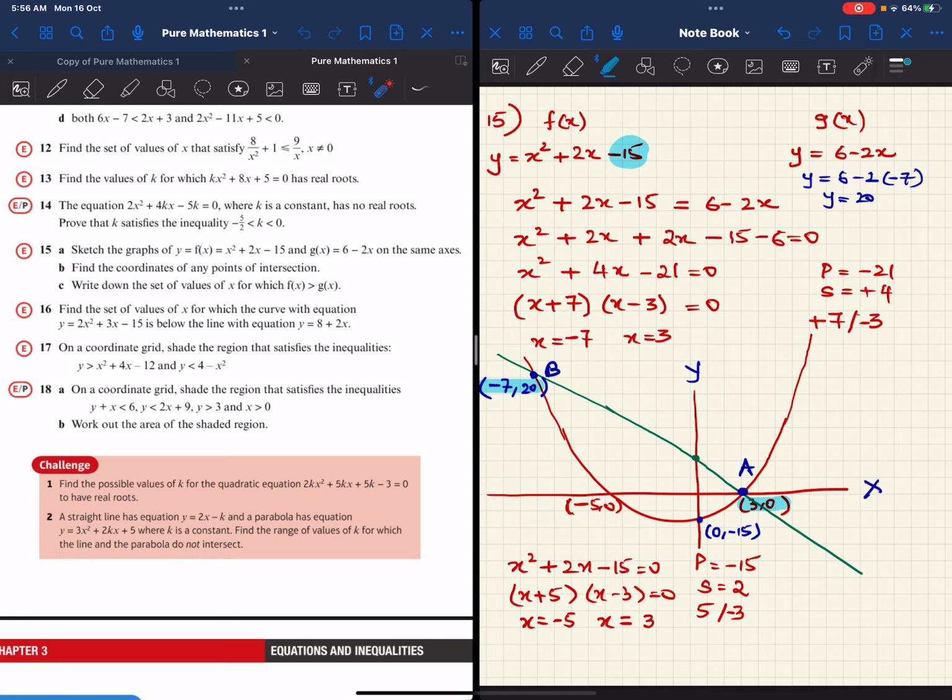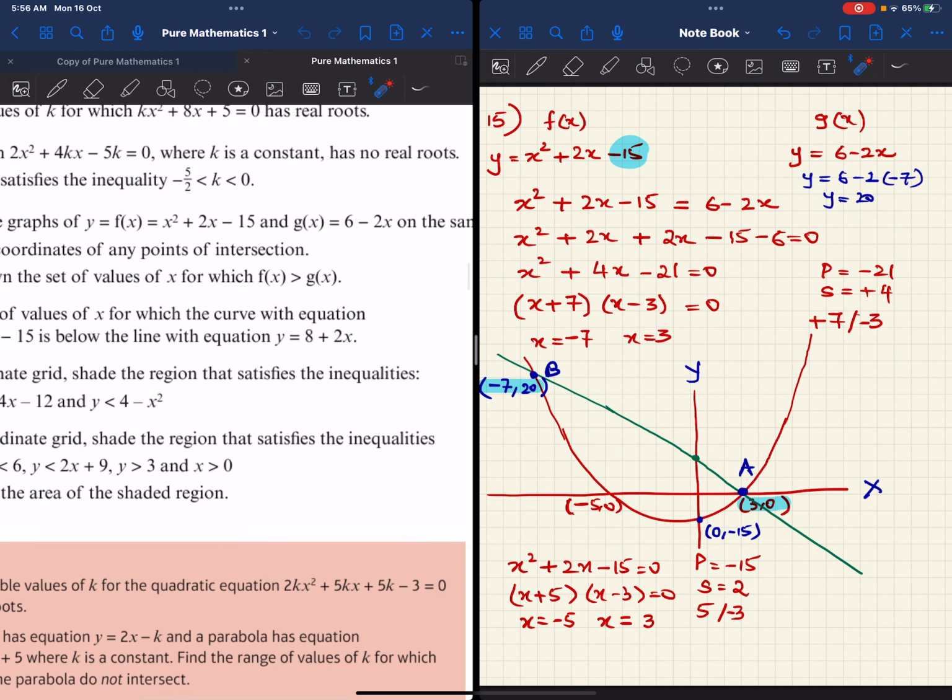Moving on to part C, write down the set of values of x for which f(x) is greater than g(x). Now f(x) is my curve and g(x) is the straight line. So I want to find where f(x) is greater than g(x), which means where the y values of the quadratic curve are greater than the y values of the line. Because if we take any point here and here, say for example, they'll have the same x coordinate, but the y values of the quadratic curve will be greater.